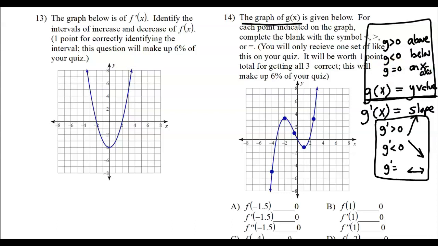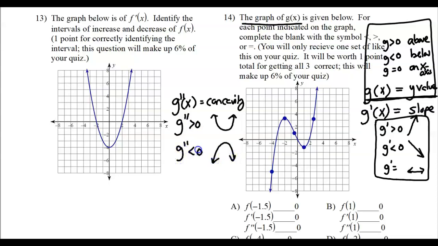Okay? And then finally, if this is a graph of g, then what does g double prime represent? Well, that represents the concavity. So if you have a function that is concave up, that would indicate that g double prime is greater than 0. If you have a graph that's concave down, that would indicate that g double prime is less than 0.